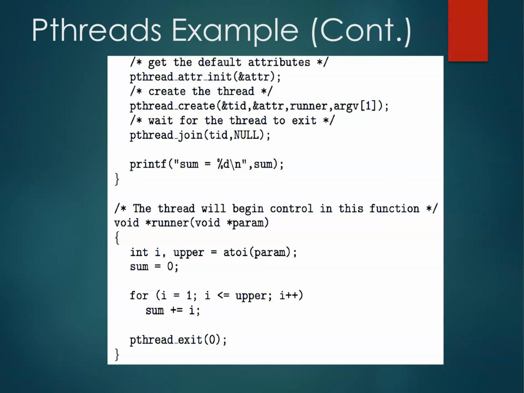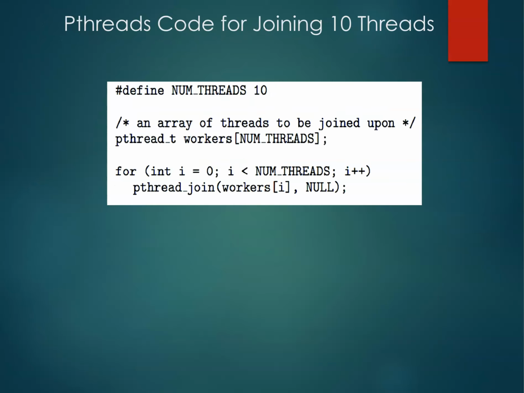The thread will begin in this function, so when we pass in the runner and we start our thread, it will call it and run through this function, and when it's done, we mark it as exiting, so you can say it properly exited. So the way we join 10 threads is we create a bunch of worker threads, and then we use join to join them all together. They'll run in parallel.